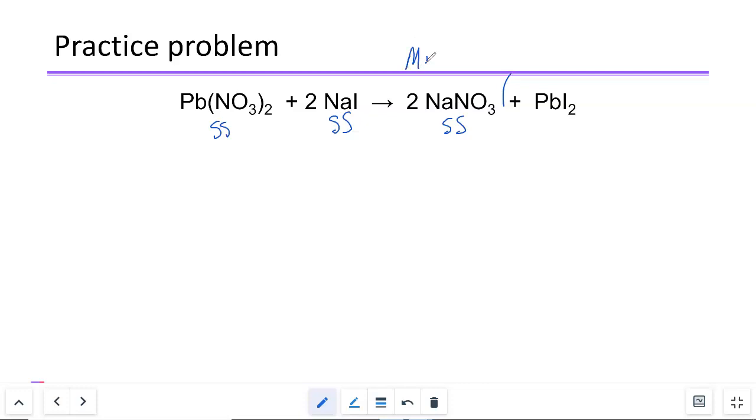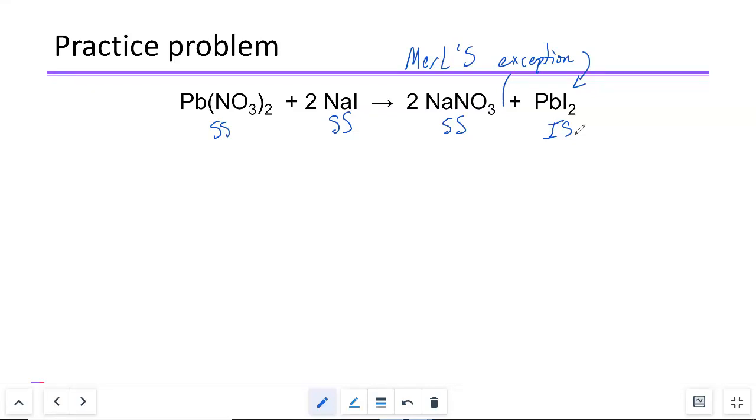Well, the lead II iodide is another example of a Merle's exception. Remember, mercury, lead, and silver. L for lead, Pb is lead. And the exception applies to all of the halides, not just chloride. So iodine, bromine, fluoride, they'd all work. So this is insoluble. Now, you might be saying to yourself, well, hold on, this is almost an exact copy of the one we just did. And you're right. It is in a lot of ways.